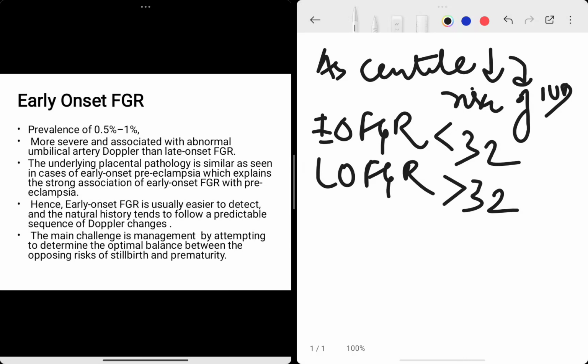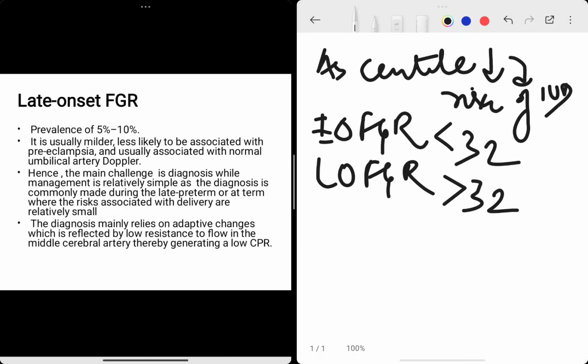The main challenge is the management, because the fetus is not mature. Hence, we are attempting to determine the optimal balance between opposing risks. If we leave this pregnancy as it is and do not take any step, then this baby can die in utero, or if we deliver this baby, then this baby can land in prematurity also. So we have to balance these two conditions, and hence the main challenge is the management.